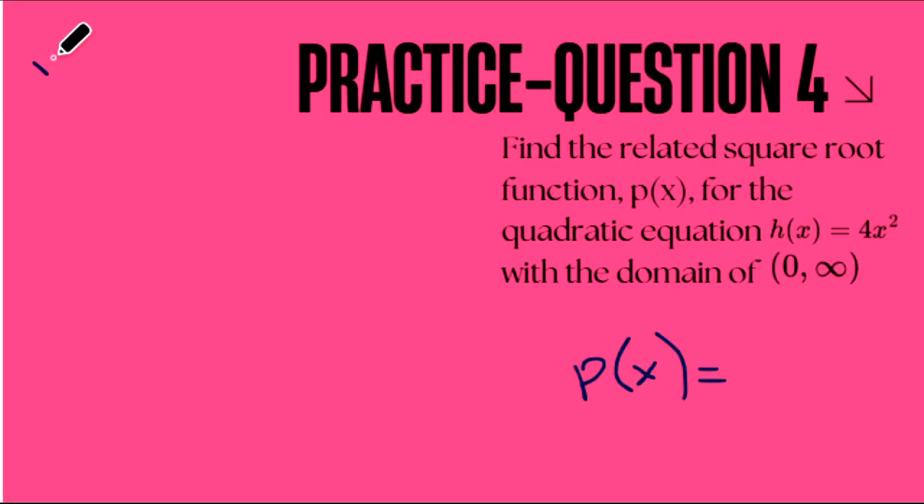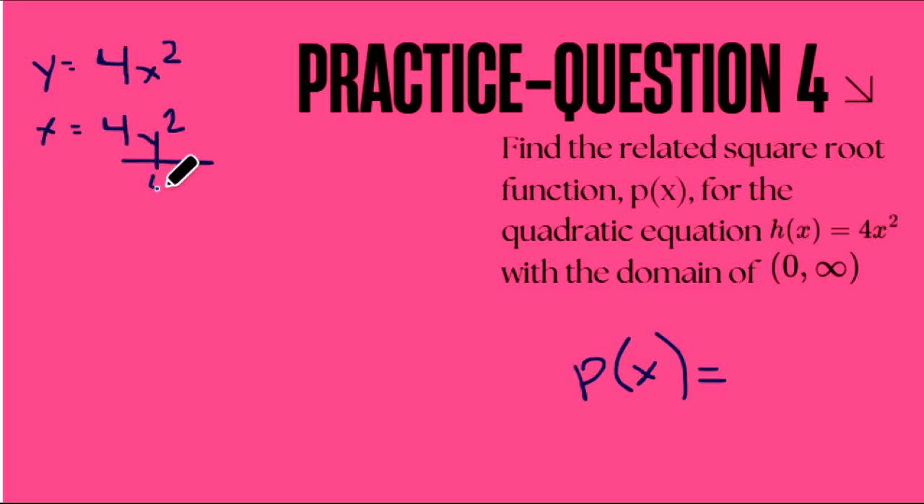Okay, so let's come over here. First, we're going to do all our steps. We're going to do y equals 4x squared. Then we're going to switch x and y. So we have x equals 4y squared. I'm not sure this is correct because I don't have any square root signs, which is interesting. I wonder if I'm supposed to do that first. I don't know.